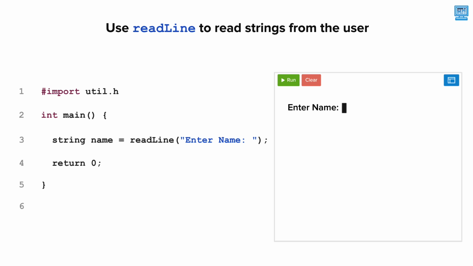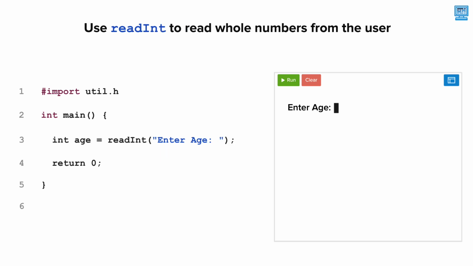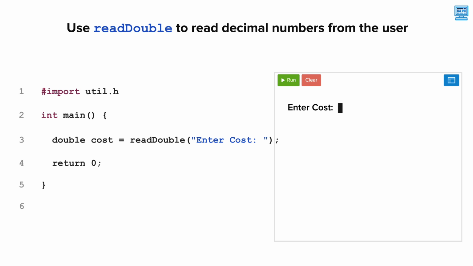ReadLine is used to read an entire line, whether it is one word or a long sentence. It can also be used to read numbers, but the numbers will end up being stored as a string, not as an int or a double. Similarly, readInt is used to read an integer, and readDouble is used to read a double value.